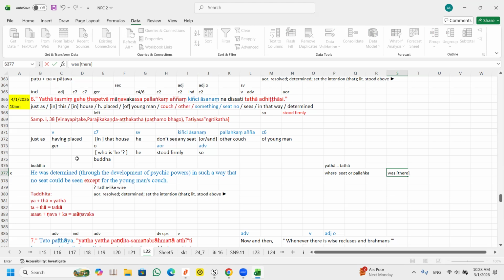The second thing, who is the he? Because in this case, normally we think that this and this are related, that they are the same person. No. It may be no. Because here this word is used as determined, he is another person. He was determined through his psychic power in such a way that no seat could be seen except the young man's.